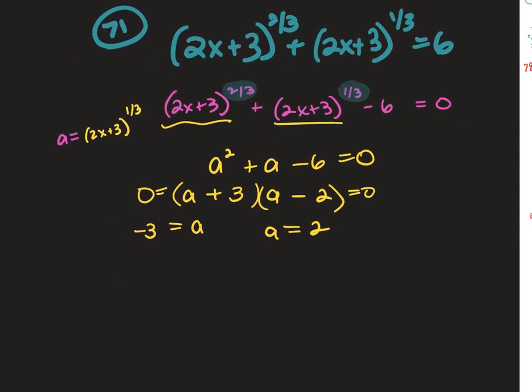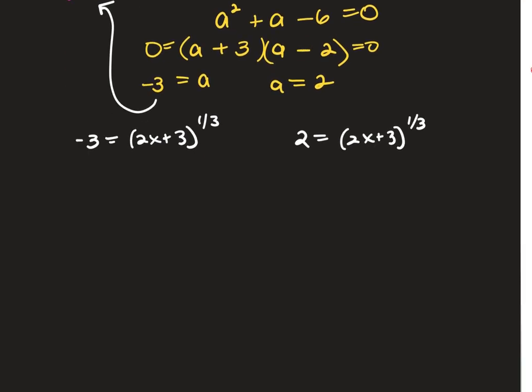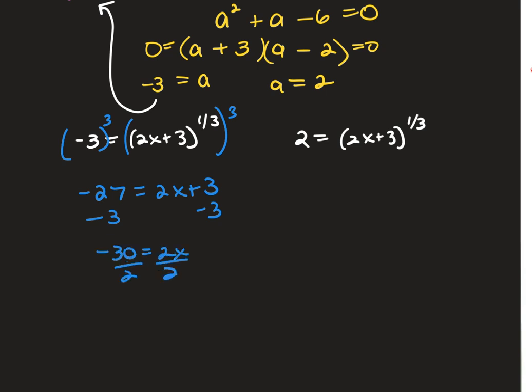But I'm not solving for a, I'm solving for x, so I have to set it back equal to what I substituted in for a. So negative 3 would equal (2x + 3)^(1/3), and positive 2 would equal (2x + 3)^(1/3). So I'm going to cube both sides of these equations. Negative 27 would equal 2x + 3. Subtract the 3, and divide by 2. So that's negative 15.